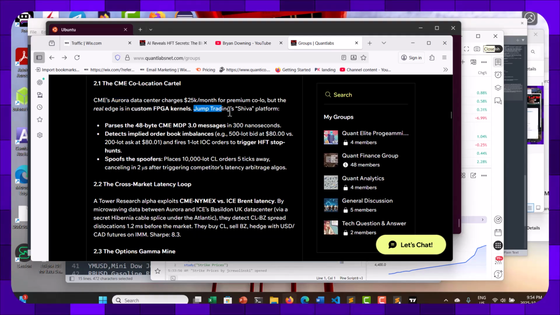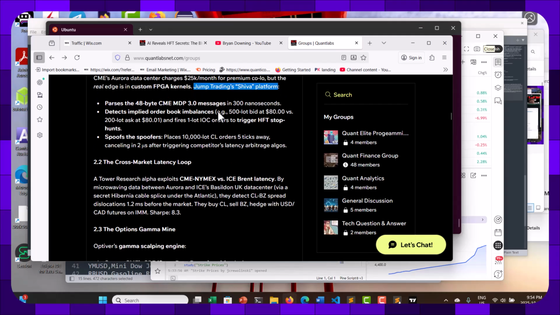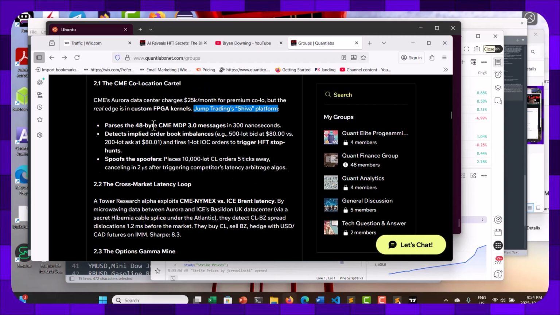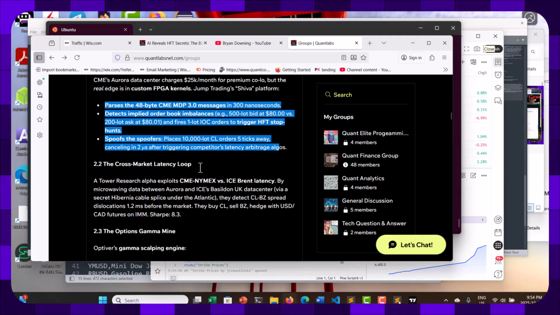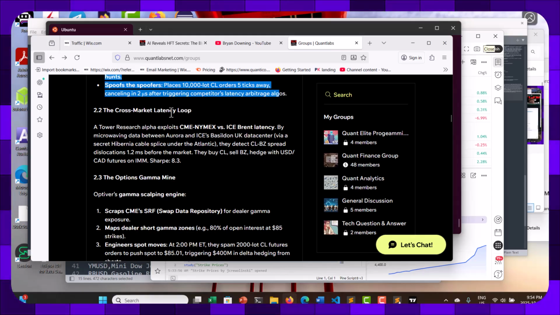Now, this is where it gets interesting. This particular trading was done with Jump Trading. So it specifically tells you who did this trade. That's the interesting part. Using their Shiva platform, it gives you the exact details on what they're buying, the size, and how they're doing it. It's really interesting. And we have the cross market latency.